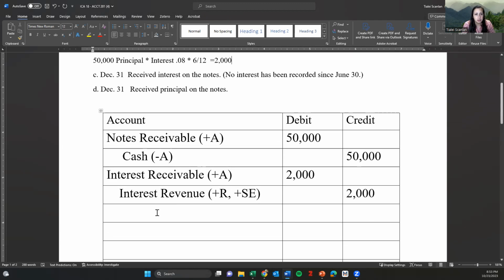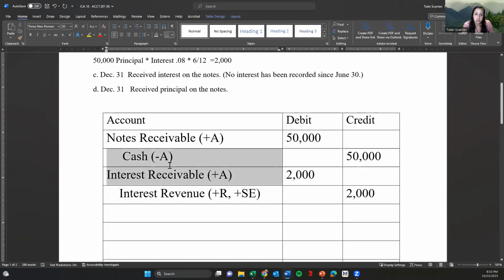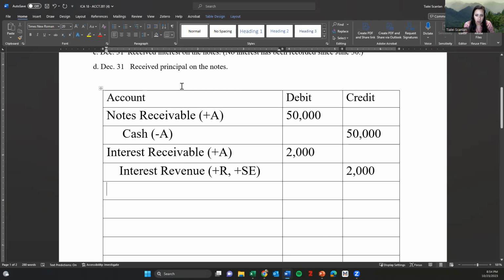And then we need to make the entry for received interest on the note. No interest has been recorded, and received principal on the note. So we set up this interest receivable, and now we're going to receive it or realize it in cash. And no interest has been recorded, so no adjusting entries throughout the time period. So now we're at December 31st. 6 more months have passed, and I want to get rid of this interest receivable, and I'm going to earn 6 more months of revenue, and I'm going to receive all the cash.